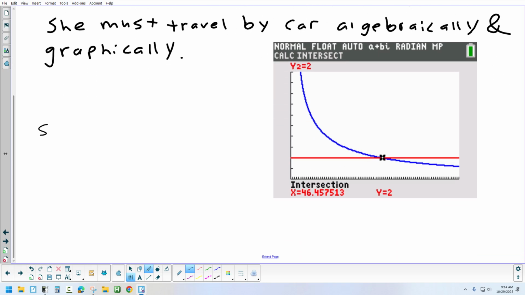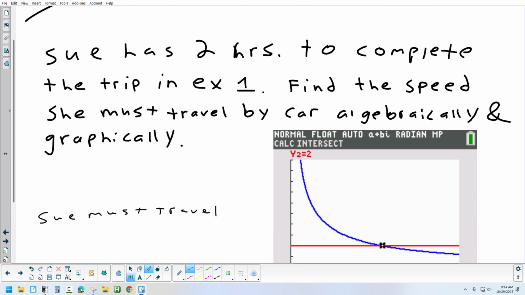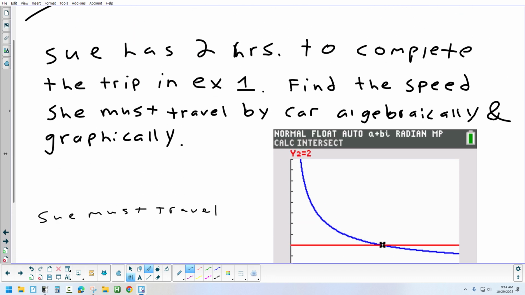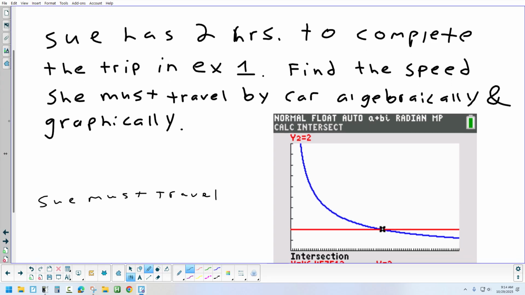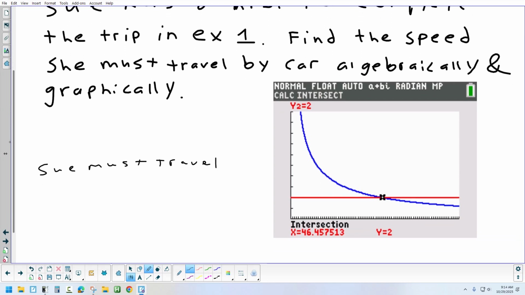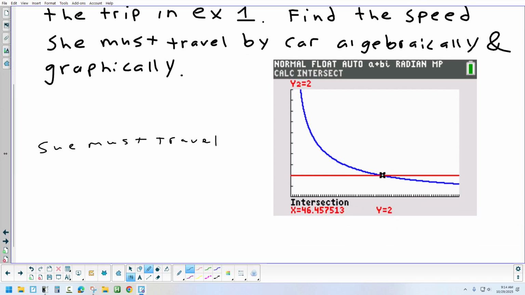Okay, so Sue must travel. Does it say exactly 2 hours? Okay, yeah, so it says exactly 2 hours. It doesn't say she has to complete it in 2 hours or less. That would be a little different answer. But Sue must travel 46.46 miles per hour by car to complete the trip in 2 hours.